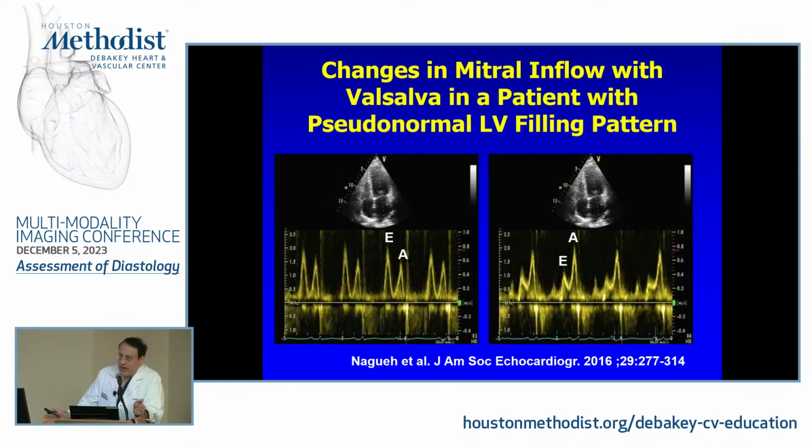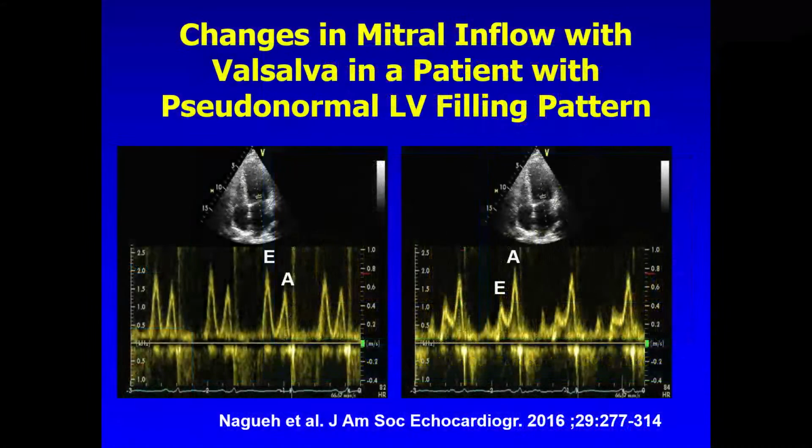Valsalva maneuver is very helpful. If you take a patient who has an increase in their left atrial pressure and they go through the forced phase of expiration with increase in the intrathoracic pressure, venous return drops, including into the left atrium, which drops the left atrial pressure, which drops the transmitral pressure gradient. Now you have a mitral inflow before Valsalva at baseline where E exceeds A. And notice it's now an impaired relaxation pattern.